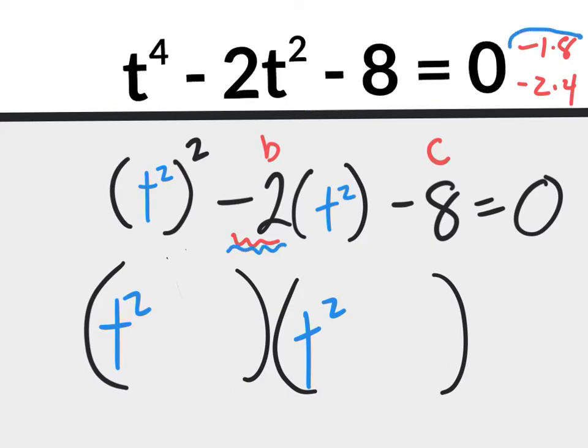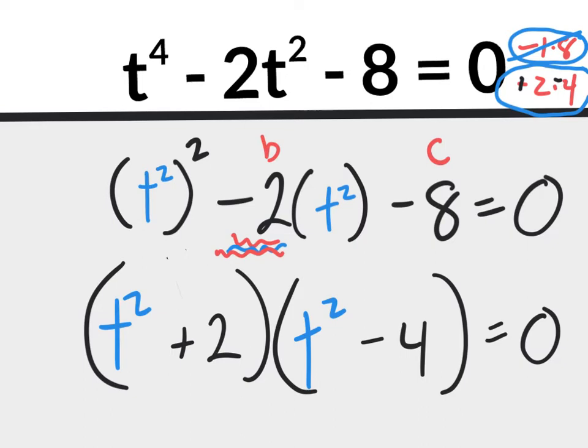Well, if you add -1 and 8, that'll give you a +7. That's not it. If I add -2 and 4, that'll give me a +2. And I know that I want a -2, which means that I have the right numbers, just the wrong signs. So I'm going to change it to a +2 and a -4. And that's what belongs in here, a +2 and a -4, equaling 0.